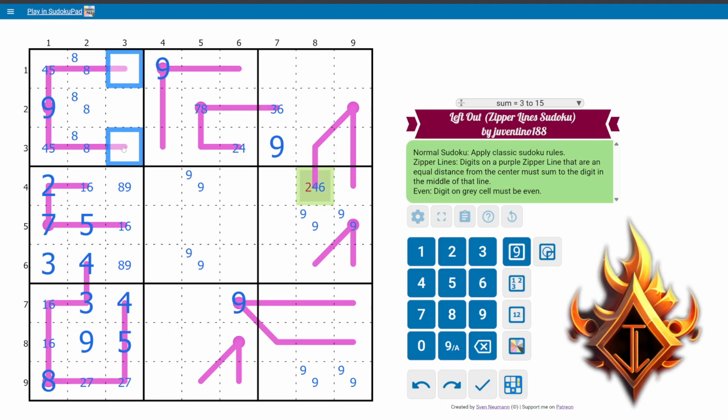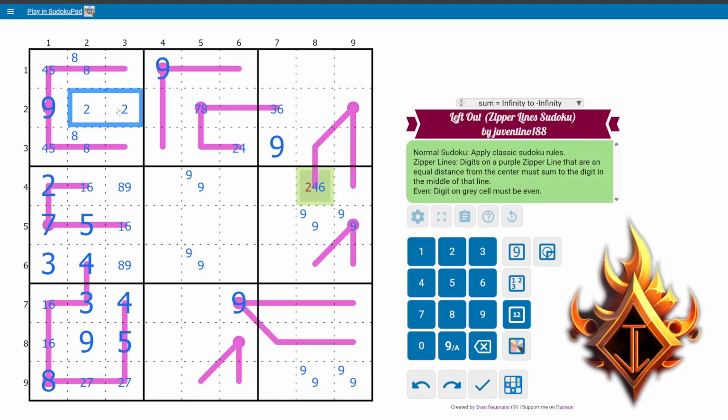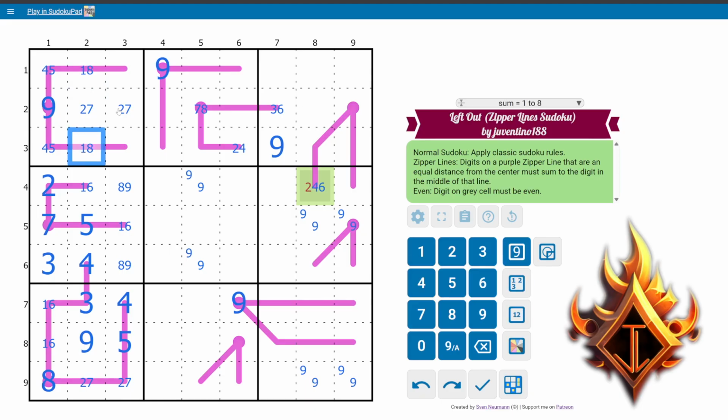7, 2 cannot go up and down because it would take out both combinations. So 7, 2 will be the horizontal one, and 8, 1 will be there in the middle. So that becomes 6, that becomes 1, and these will be 3, 6. 2 7s looking here, so that becomes 8.